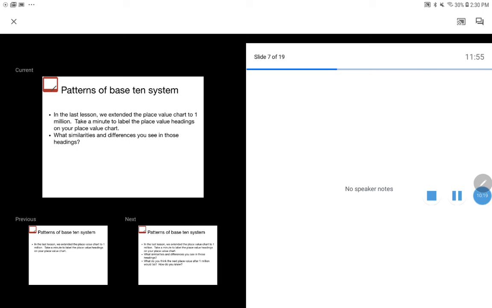Right, so we said that if we kept the place value chart going, next would be 10 millions. What would be after 10 millions? 100 millions. And then is there anything that you noticed that might be repeating? The hundreds. What is it? The hundreds and what else? The millions.